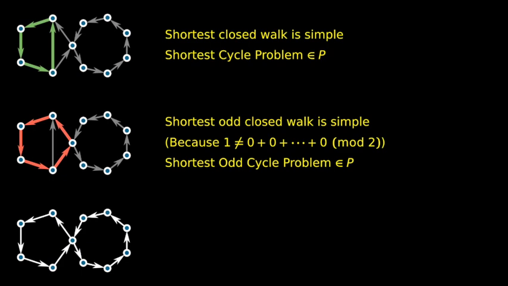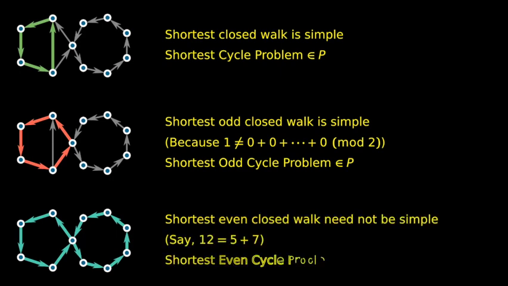Thus, the same approach as for the shortest cycle problem also works for the shortest odd cycle problem. And to appreciate this argument, note that it failed spectacularly for the even case. In fact, here is a perfectly respectable shortest even closed walk of length 12, but as we can see, it is not simple, and it decomposes into two odd cycles, and in fact this graph doesn't contain any even cycles at all. Thus, the entire approach doesn't get us anywhere, apart from maybe realizing that the even cycle problem is very different from the odd cycle problem.